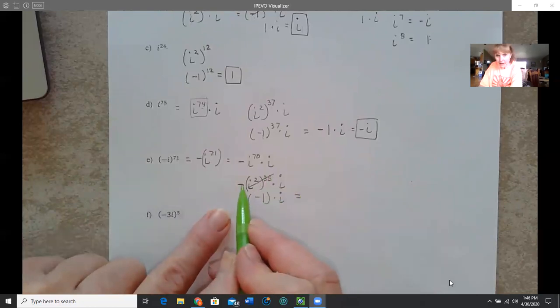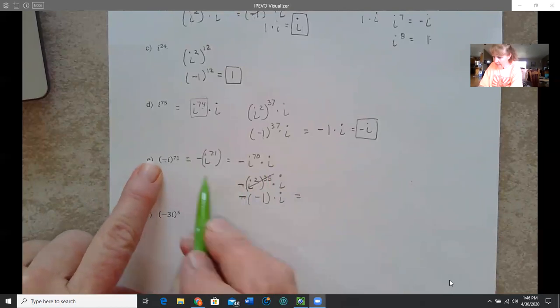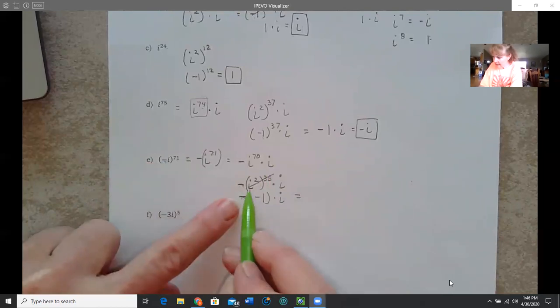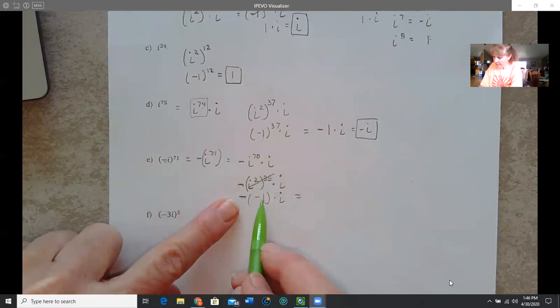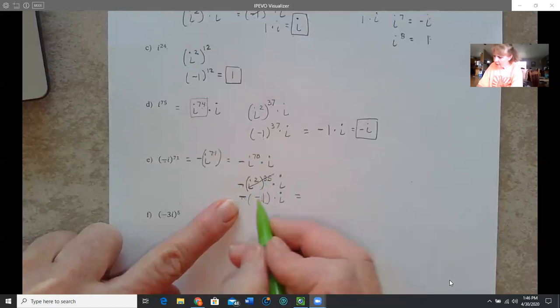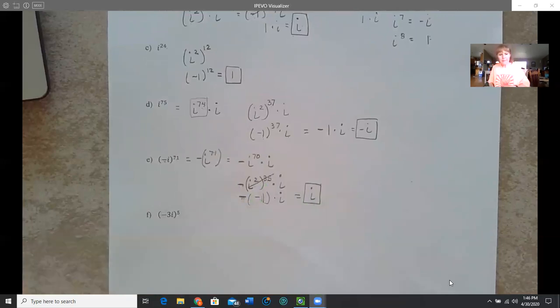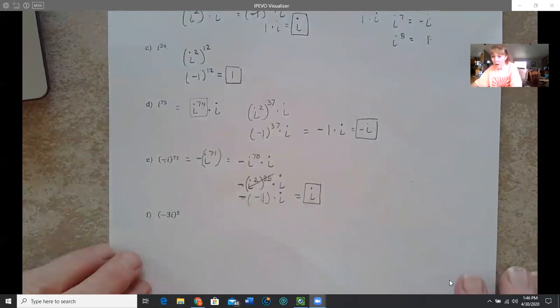So you've got this negative. It came from this right here. This is a -1 because this is odd. So an odd power of -1 is -1. So you end up with a positive i. There you go, positive i. So you had 2 negatives, which gave it a positive. All right, let's try another one. Our last one, then I'm done.